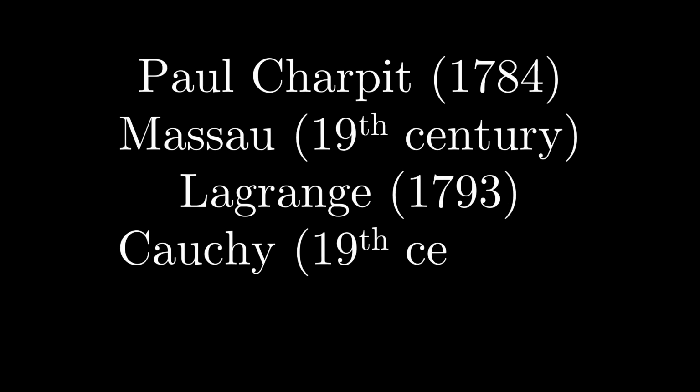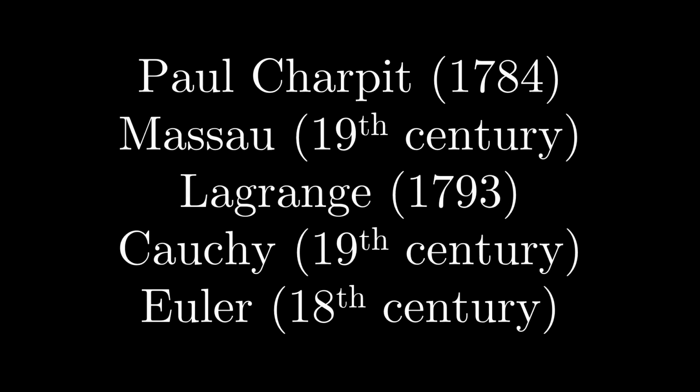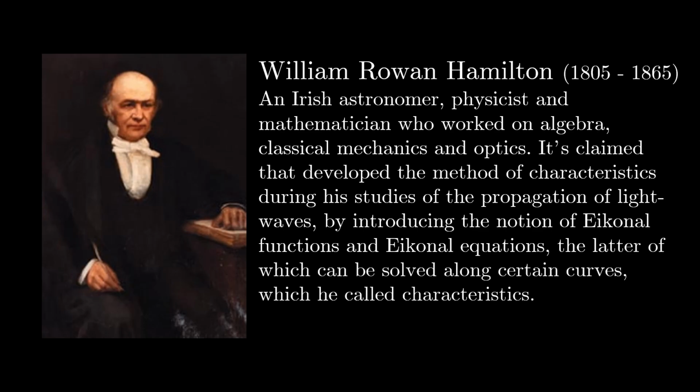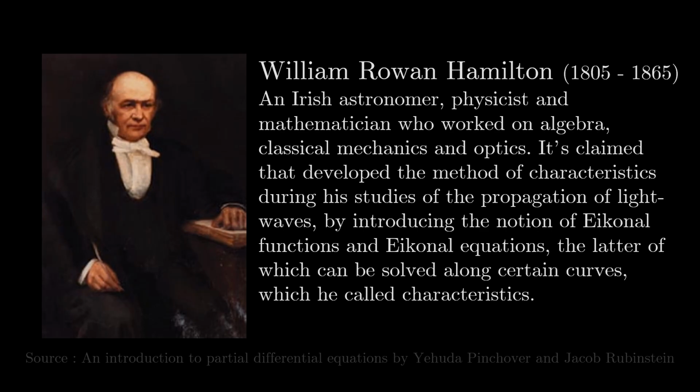One of the most popular resolution methods for first-order quasi-linear partial differential equations is the method of characteristics. The method of characteristics is attributed to many mathematicians who were active during the 18th and 19th century. The one I find most interesting is Hamilton's attribution. It is claimed that he developed the method of characteristics in the middle of the 19th century during his investigations of the propagation of light. His research eventually led him to introduce the notion of iconal functions and iconal equations, the latter of which can be solved by integrating along special curves he called characteristics.